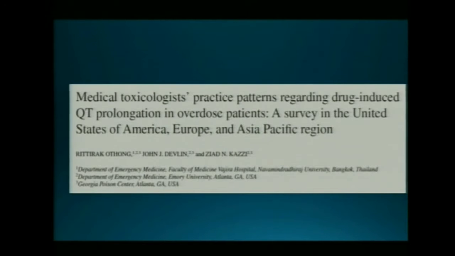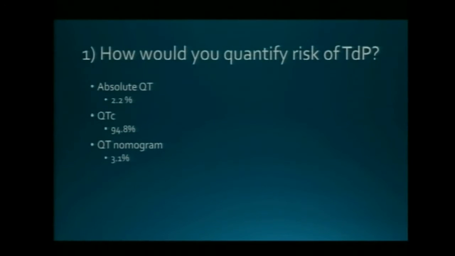This is a paper done in 2014. It's a survey that surveyed medical toxicologists in the States and in Europe and Asia about how they would manage drug-induced QT prolongation. Most of them answered that they would use the QTc. Only 3.1% answered that they would use the QT nomogram. Now, I will try to convince you that the QT nomogram is probably the better way to deal with this.